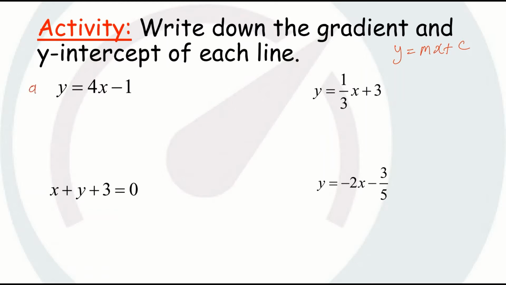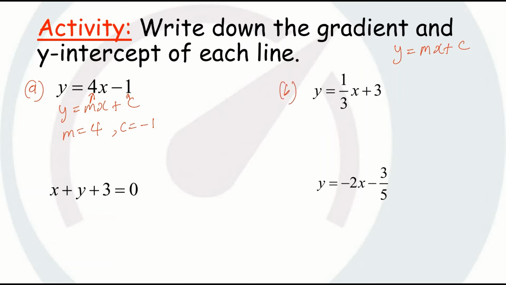So for instance, in the example that we call A, we have y equal 4x minus 1. So this is in the form y equal mx plus c. And we can go ahead and compare. So we can see that the value of m is equal to 4 and the value of c is equal to -1.